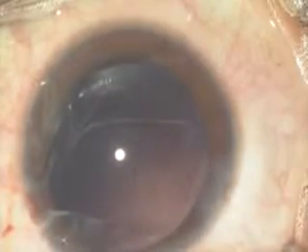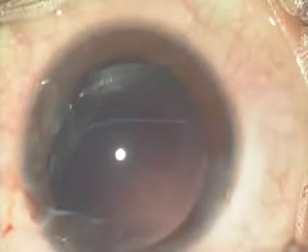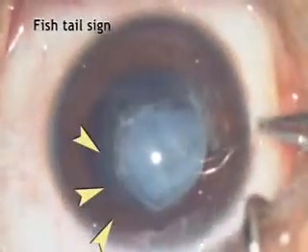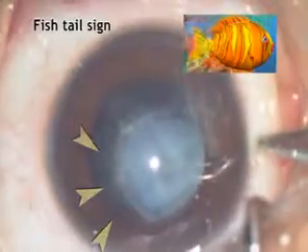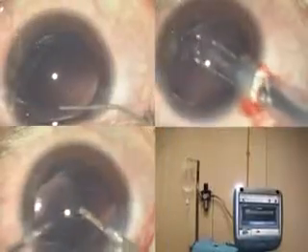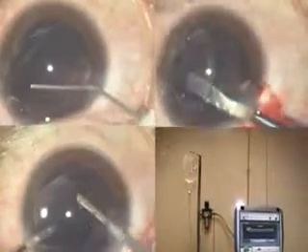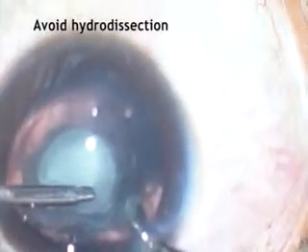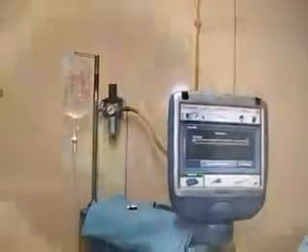Sometimes it can be associated with a pre-existing defect in the posterior capsule, which is characteristically elliptical in shape. The defect in the posterior capsule can cause migration of the lens matter into the vitreous, giving rise to the fishtail sign. Modern microsurgical techniques have minimized the rate of complications in a case of posterior lenticonus. Hydrodissection should always be avoided in posterior lenticonus. During cortical aspiration, the irrigation and aspiration parameters should be low.